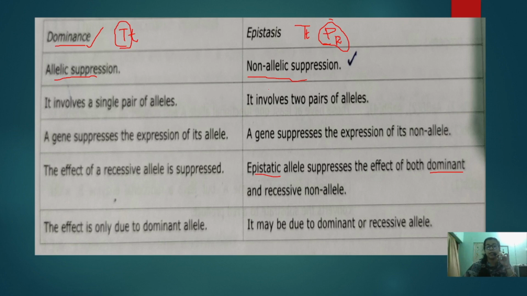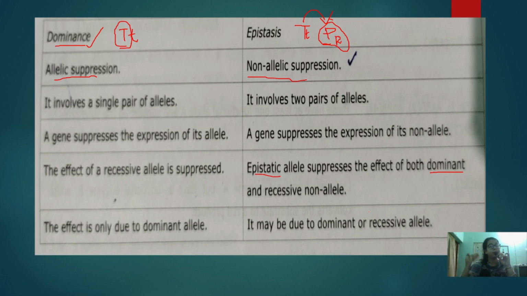I have already told you that capital T will suppress both capital P and small p in case of epistasis. So this is the major difference between dominance and epistasis. Dominance is allelic, epistasis is non-allelic suppression. Dominance will suppress its recessive allele only, but epistasis will suppress both dominant and recessive non-alleles. Next, the effect is only due to a dominant allele in case of dominance, but epistasis can be due to a dominant as well as a recessive allele.